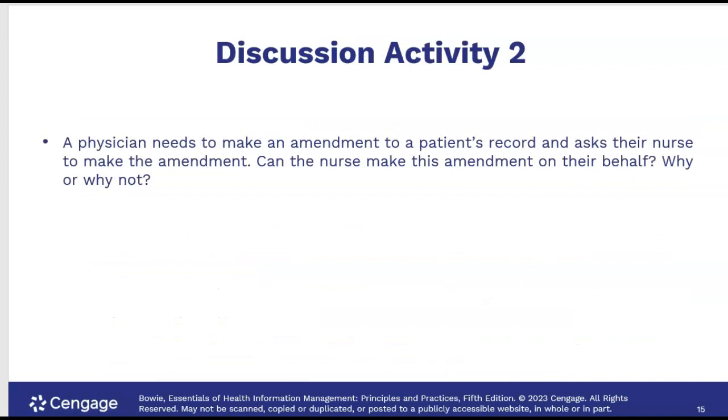So a physician needs to make an amendment to the patient record and asks their nurse to do it. Can the nurse make this amendment on their behalf? Why or why not? Take a second to think about it. Pause the lecture, then come back. This is what it is. A physician needs to make their own amendment. A nurse cannot do it.